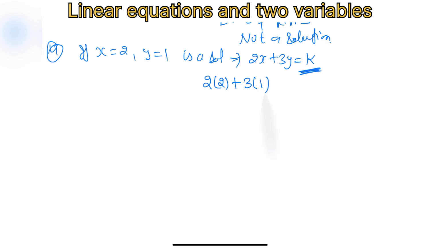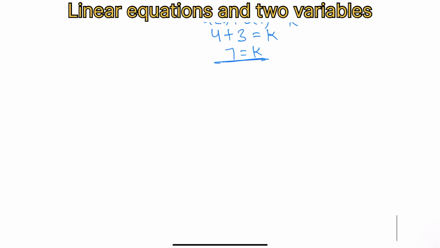It means we have to put the value of x as 2 and the value of y as 1. So 2 into 2 is 4 and 3 into 1 is 3, which is equal to k. So 4 plus 3 is equal to 7. That means the value of k is equal to 7 when it is given that x equals 2, y equals 1 is a solution of this equation. So hence we found the value of k by the given solution.